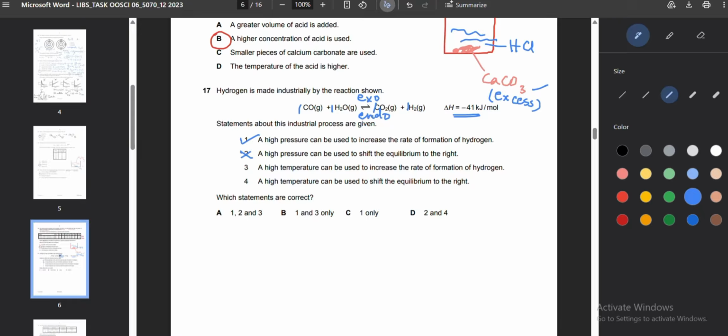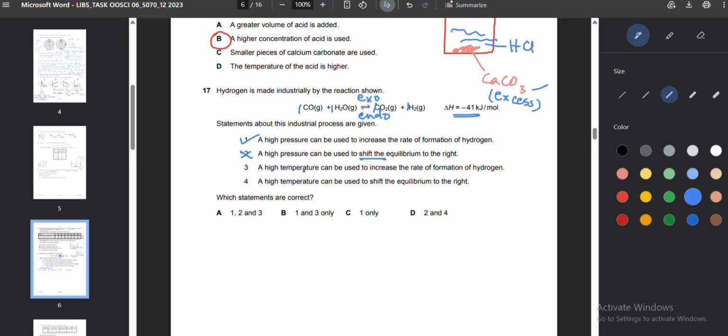So when you have the same number of moles, or you can say the same volumes of gases on both sides of the equation, then changing the pressure will have no effect on the position of the equilibrium. There will be no change on the position of the equilibrium. It will neither shift to the right nor to the left.